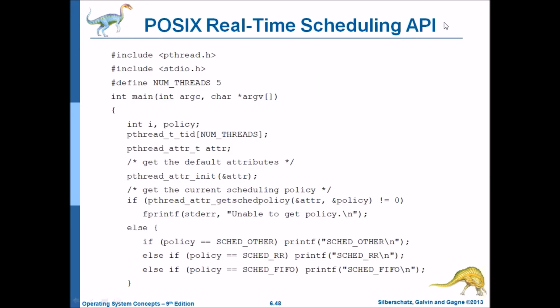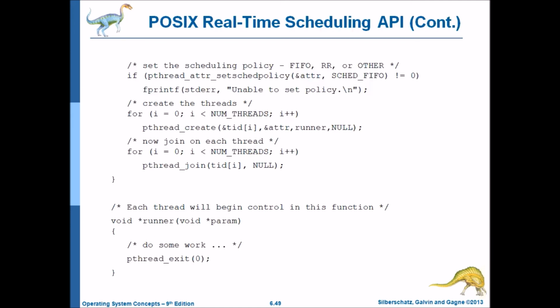So here we illustrate a POSIX pthread program using this API. This program first determines the current scheduling policy, using the getter, and then sets the scheduling algorithm to SCHED_FIFO.